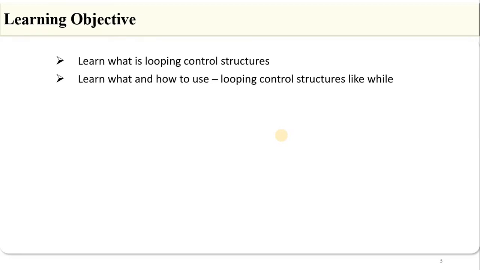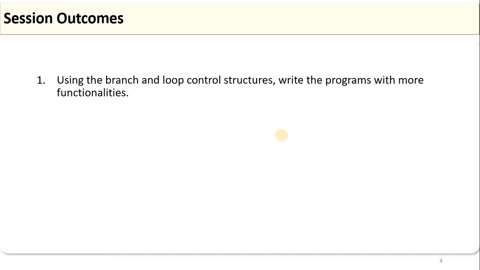The learning objective of this session is to learn what looping control structures are, and then to see what and how to use a looping control structure like while. The session outcomes: using branch and loop control structures, you should be able to write C programs with more functionalities.